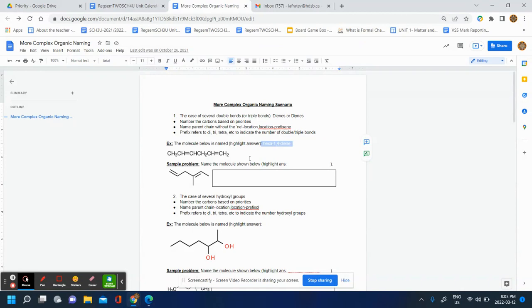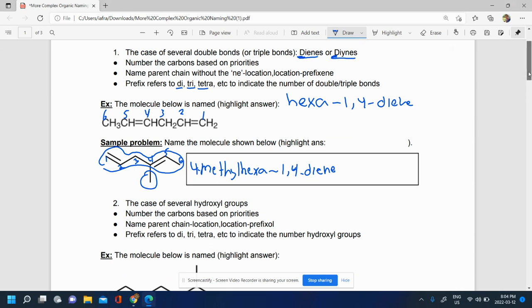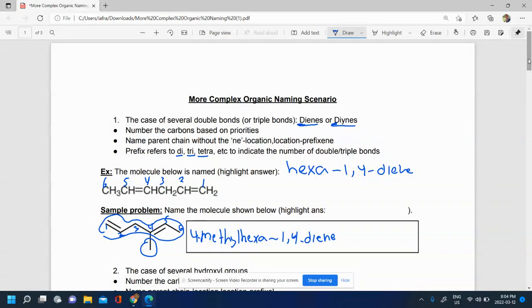So in this video, we saw how to name compounds that may have more than one double bond or triple bond. The list of rules are included over here. It's really like naming anything else except you're naming the parent chain without the "ne." You're putting the locations of the double or triple bonds where they are, and then you're adding the prefix to represent how many double or triple bonds are there. So for the most part, we've just seen dienes, but you could have a triene, which has 3 double bonds, a tetraene, which has 4 double bonds, or a tetrayne, which has four triple bonds, for example.